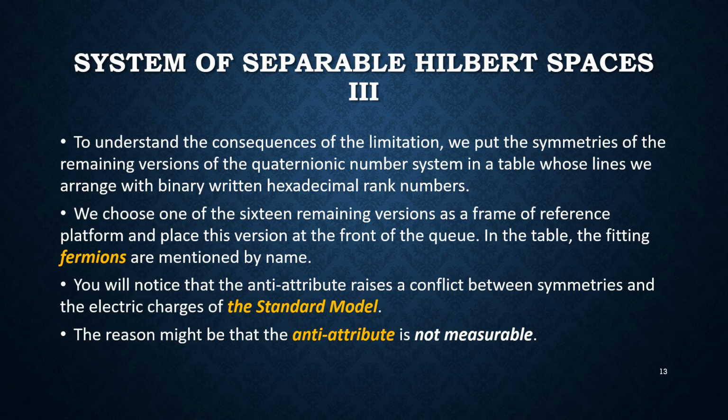To understand the consequences of the limitation, we put the symmetries of the remaining versions of the quaternionic number system in a table whose lines we arrange with binary written hexadecimal rank numbers. We choose one of the 16 remaining versions as a frame of reference platform and place this version at the front of the queue. In the table, the fitting fermions are mentioned by name. You will notice that the anti-attribute raises a conflict between symmetries and the electric charges of the standard model. The reason might be that the anti-attribute is not measurable.